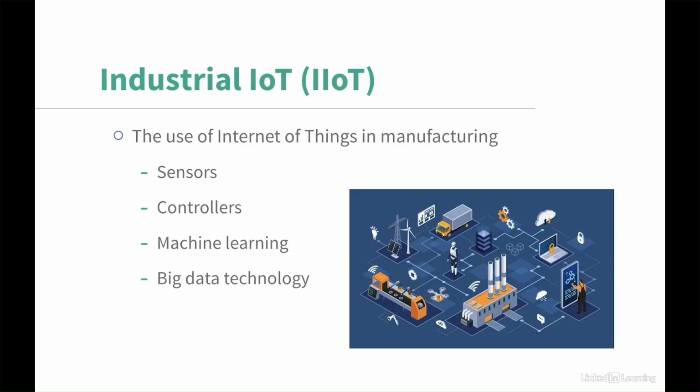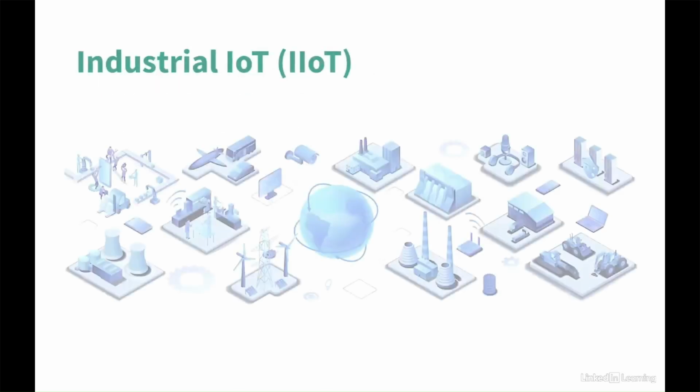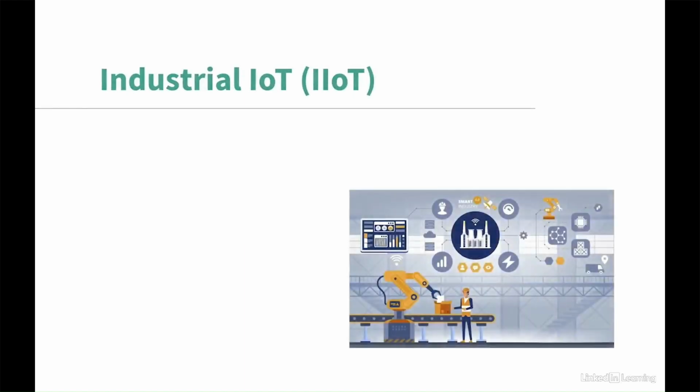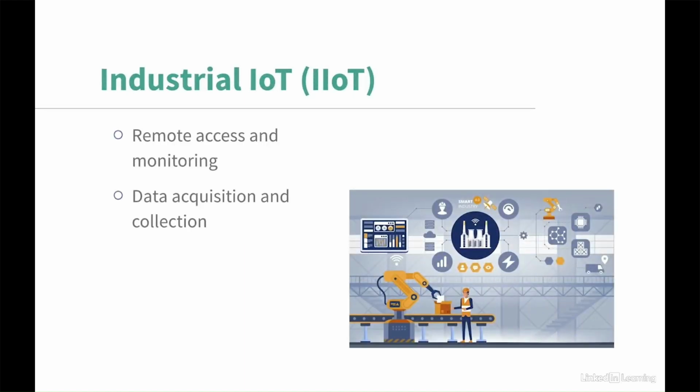It also incorporates machine learning and big data technology. The industrial Internet of Things enables the gathering of an excessive amount of data from production lines, factories, electrical and energy systems, as well as building management and automation systems. Industrial IoT allows for remote access and monitoring, data acquisition, collection, exchange, and analysis.